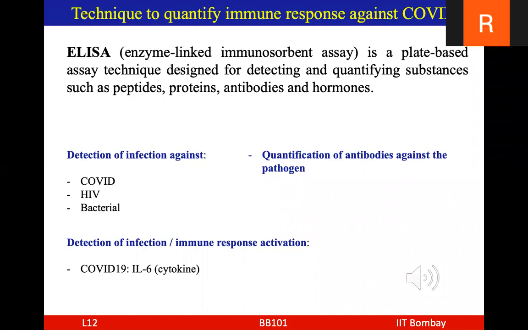So ELISA is what? It's a method to quantify proteins. So for example, if a COVID patient is there, they will have antibodies against COVID. If an HIV patient is there, in the body there would be antibodies against HIV. If a patient is infected with Mycobacterium tuberculosis or bacteria, they would have antibodies against bacteria. And how can you quantify these antibodies? Using the ELISA method. Okay. So detection of infection or immune response against COVID you can also do by IL-6. IL-6 is a cytokine, and this cytokine you can quantify by ELISA.